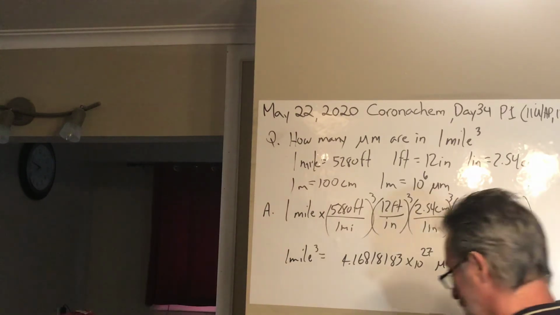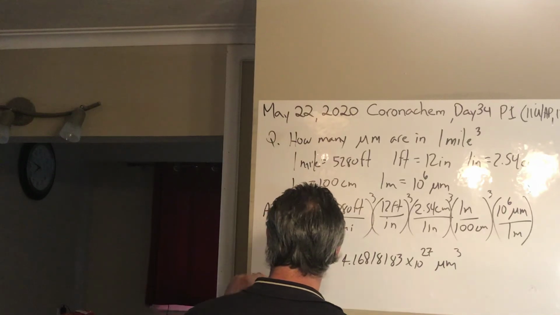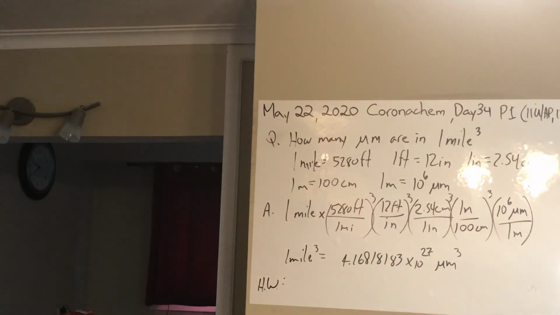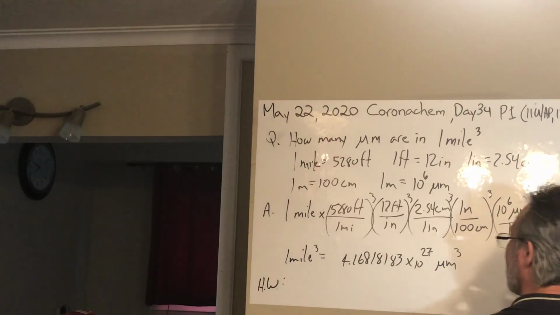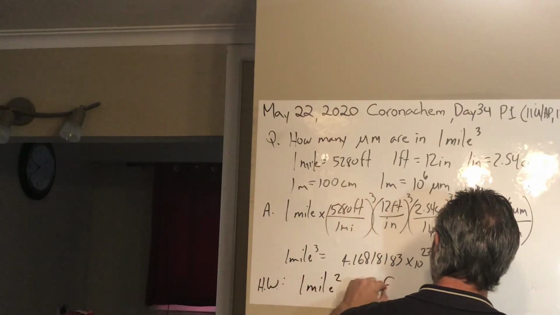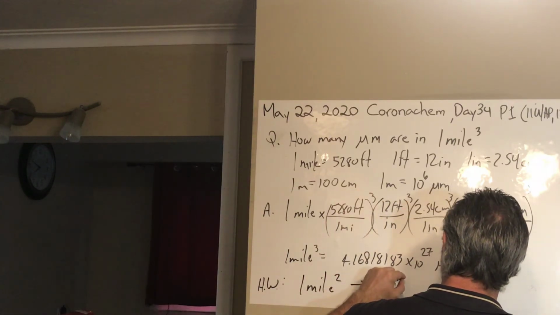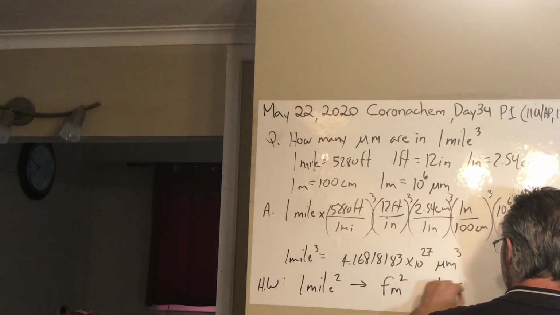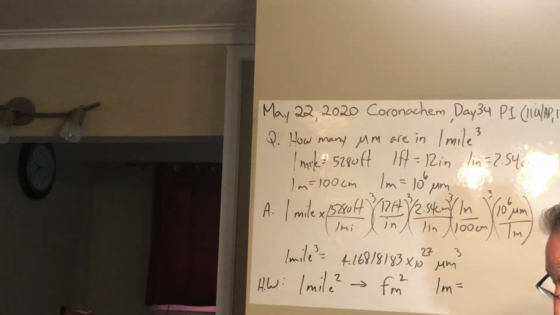For homework, I'd like you to try this. Convert 1 mile squared to femtometers squared. Okay, how much is femtometers? 1 meter equals, okay, I gotta think about it. Nanometers is 10 to the negative 9. Picos is 10 to the minus 12. Femto is 10 to the minus 15.